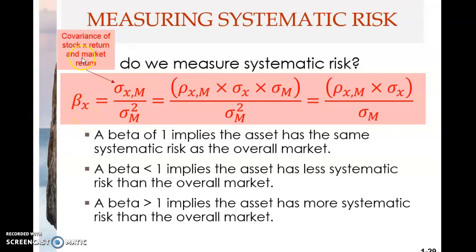Alright, so this is the covariance. I've explained that. This is the correlation between the two returns. The return of stock X and the market return.